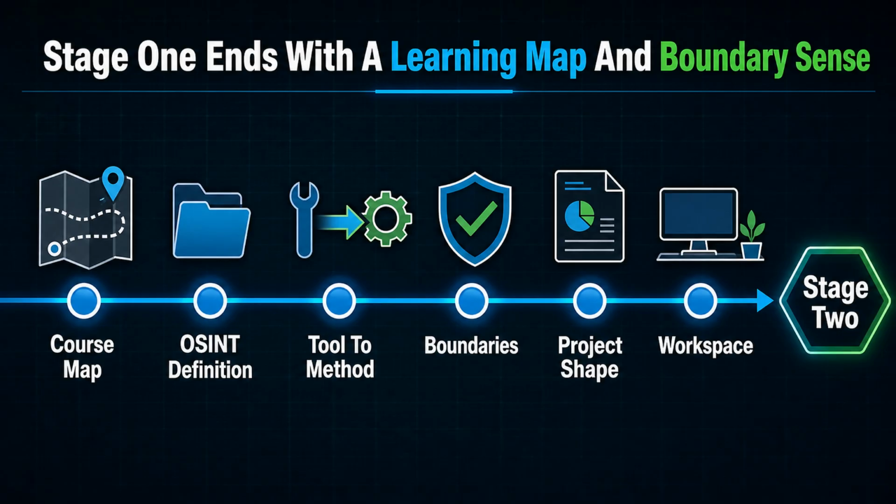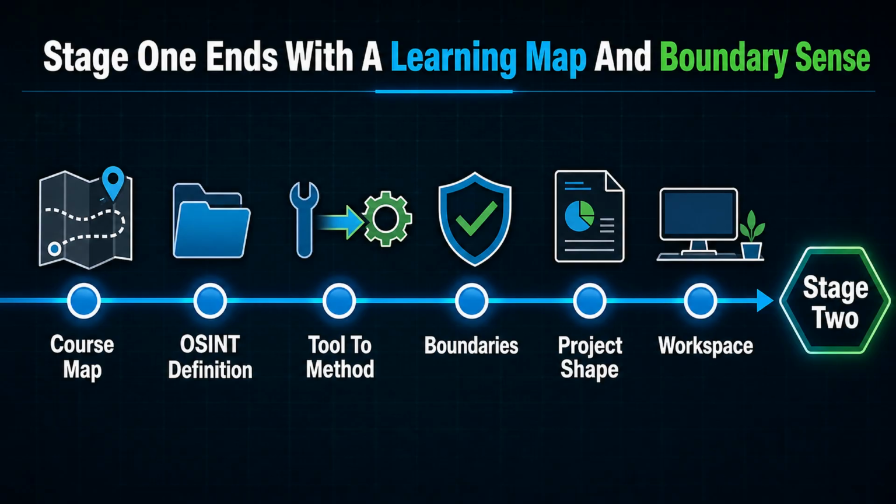This closes the first stage. You have seen the course map. You know what OSINT means. You have compared this course with ordinary tool tutorials. You have learned the boundary of lawful public information. You have seen the shape of a complete project. And now you have a basic workspace for learning and practice. That is enough foundation to move forward.